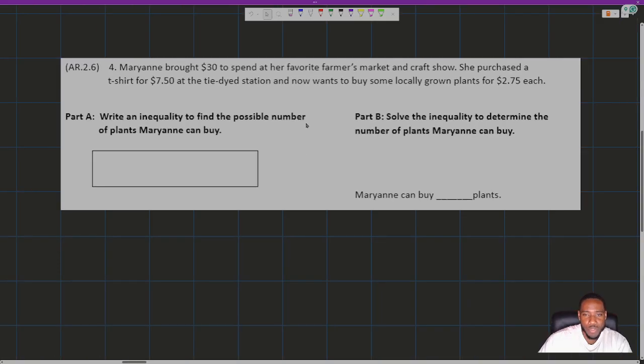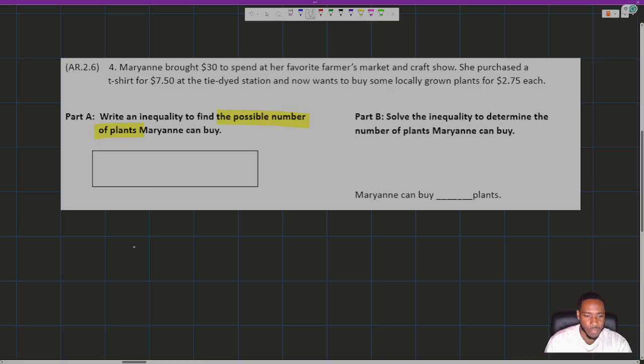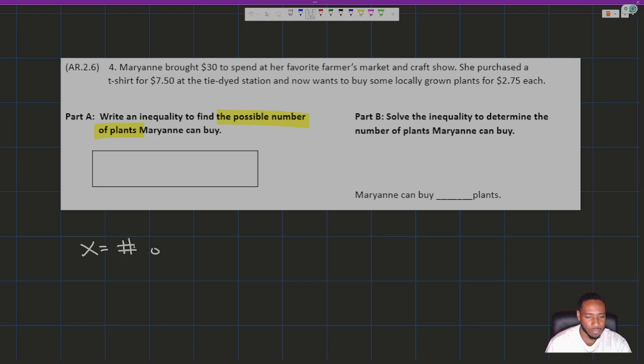So whenever we're approaching these word problems and we have to write the equations ourselves, we want to start by defining our variable here. And the thing that we don't know, as they tell us in part A, is the possible number of plants that Marianne can buy. So we're going to have X here, the number of plants.